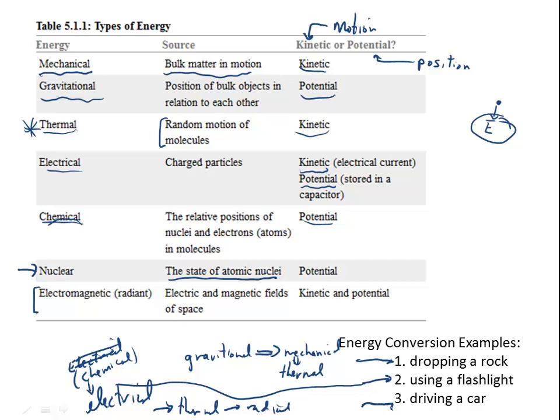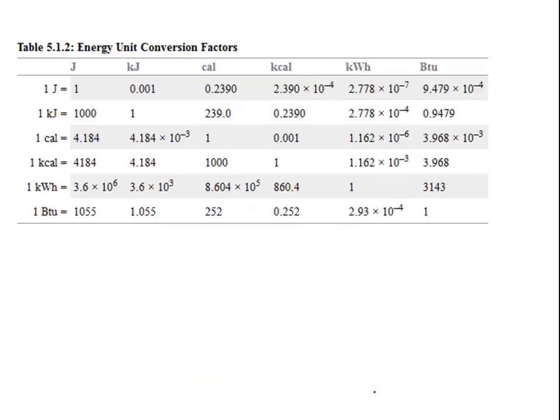Driving a car involves lots of different energy changes. I will leave it to you to figure out what they are. Energy is described with many different units, most of which you've heard of: joules, kilojoules, calories, kilocalories. Kilowatt hours is what's used for electricity bills, and BTUs is often used for heating and cooling appliances in the home. And this is just a conversion chart that you use to get from one type of unit to another.